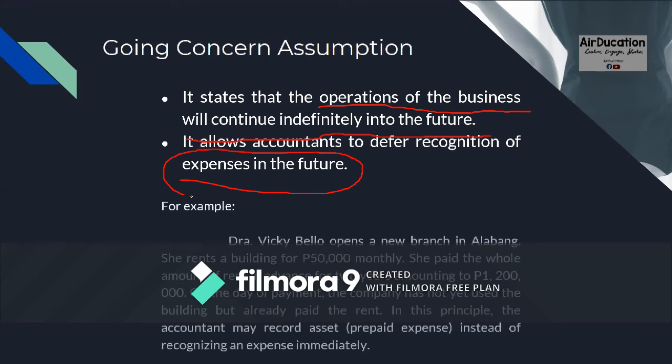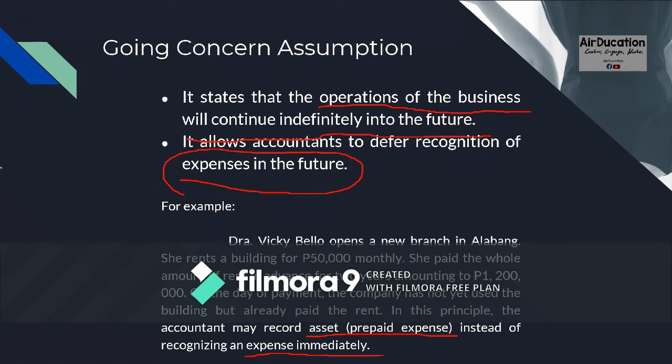And another example for this one: Dr. Vicky Bello opens a new branch in Alabang. She rents a building for 50,000 monthly. She paid the whole amount of rent in advance for 2 years, amounting to 1,200,000. And on the day of the payment, the company has not yet used the building but already paid the rent. In this principle, the accountant may record assets instead of recording an expense immediately.